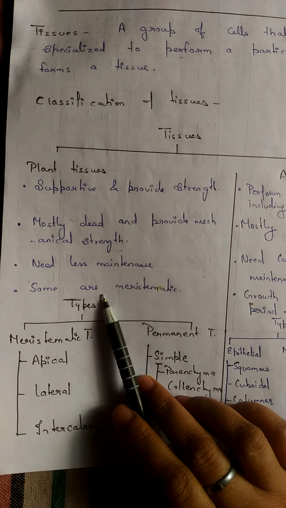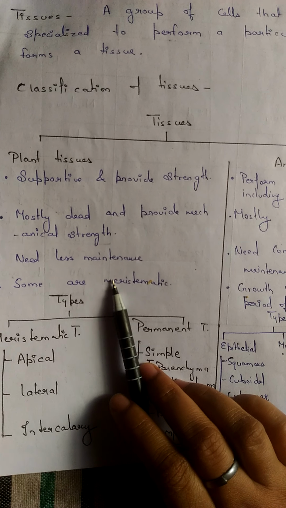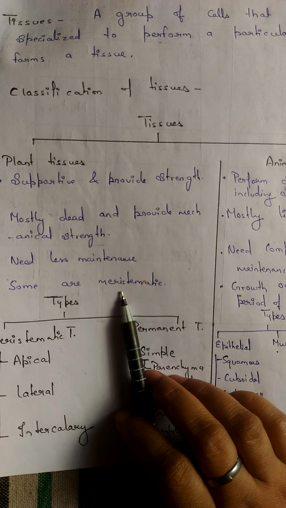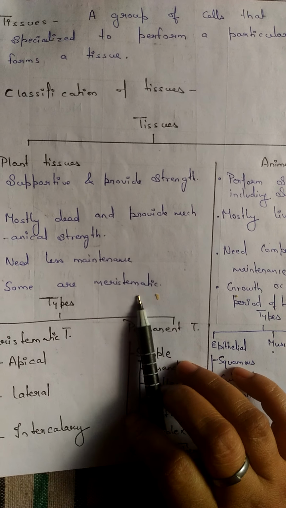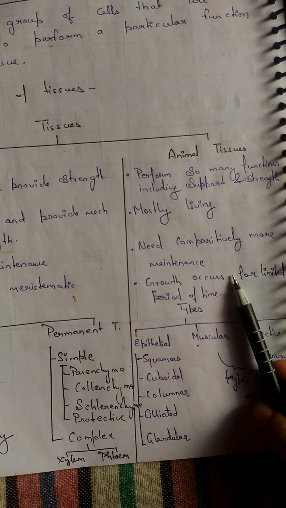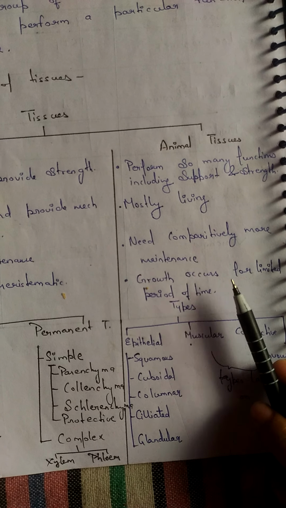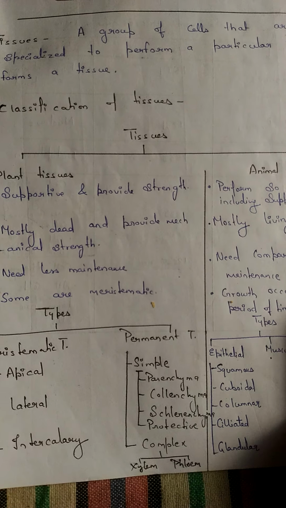Some are meristematic. In plants, some tissues can grow throughout their life, that's why they are called meristematic. These are tissues which can grow for a longer period of time, and we can say throughout the life also. While in case of animals, growth occurs only for a limited period of time. They cannot grow forever like in plants.